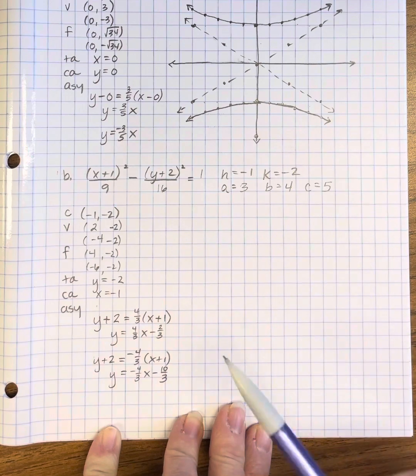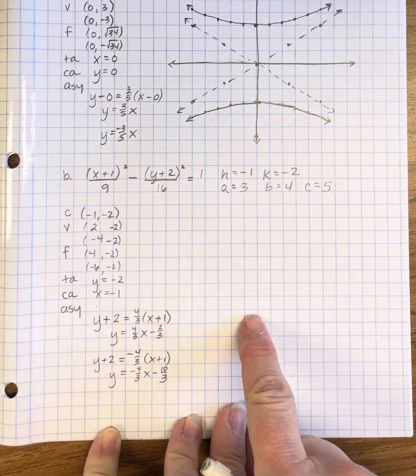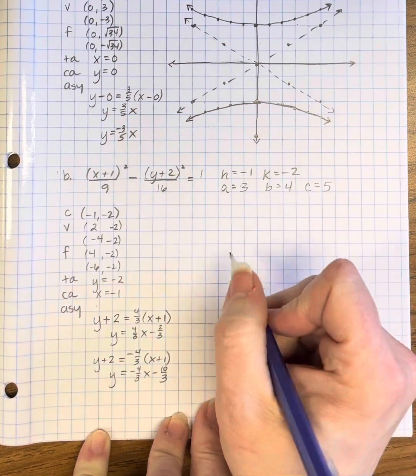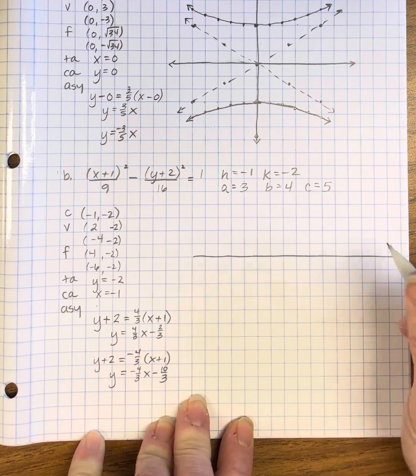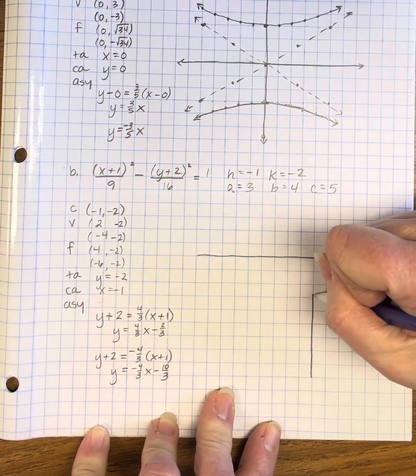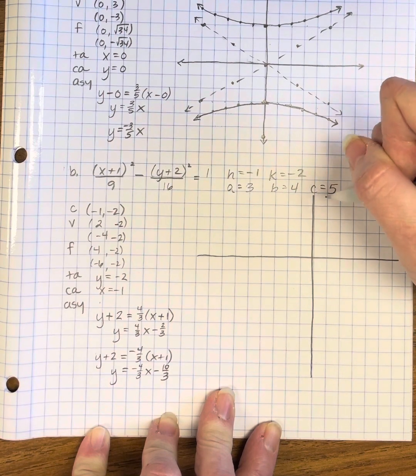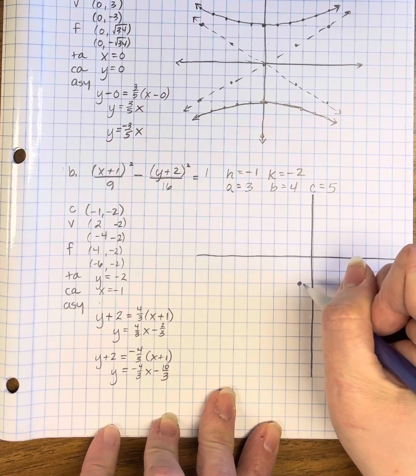So this one is a little more off center. My center is at negative 1, negative 2, quadrant 3. So I'm going to draw my graph a little bit more off center. Give myself a little bit more of quadrant 3. So negative 1, negative 2 is my center.